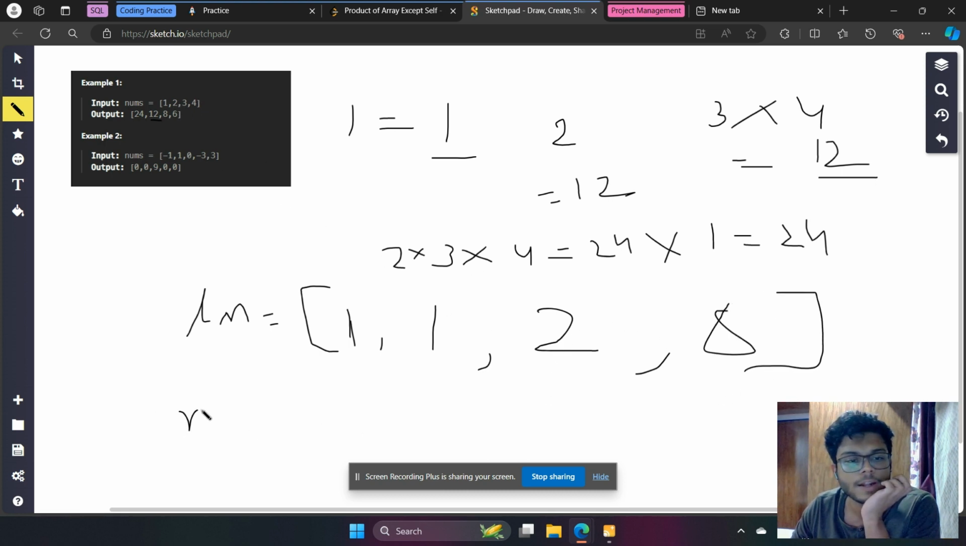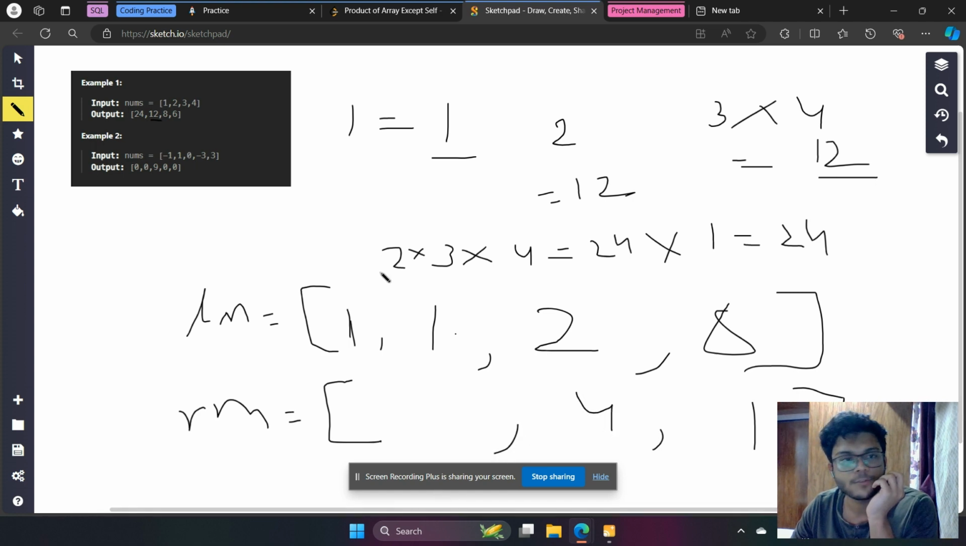For right multiplication, we'll start from the right side. We would have 1 first, because after this 4, we have nothing to multiply. Then we'll multiply this 1 by 4 and get 4 here. Then we'll multiply this 4 by 3 and get 12 here. And then we'll multiply this 12 by 2, so we'll get 24 here. And then we'll multiply the left and right values to get the answer. So we have res.